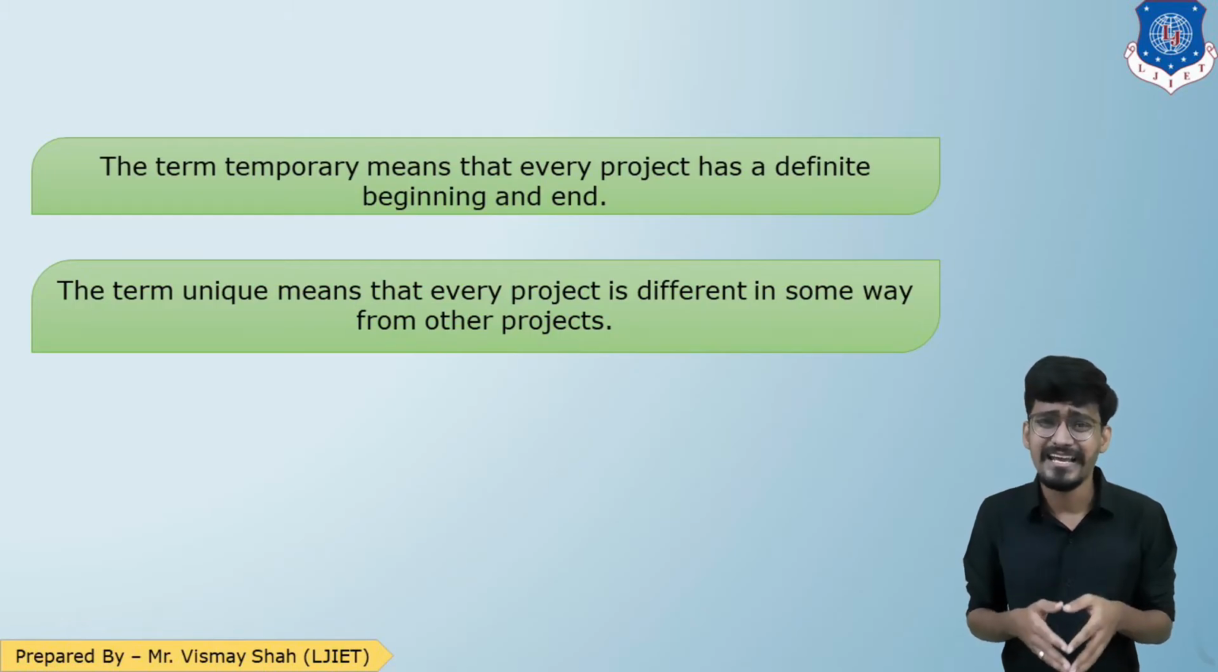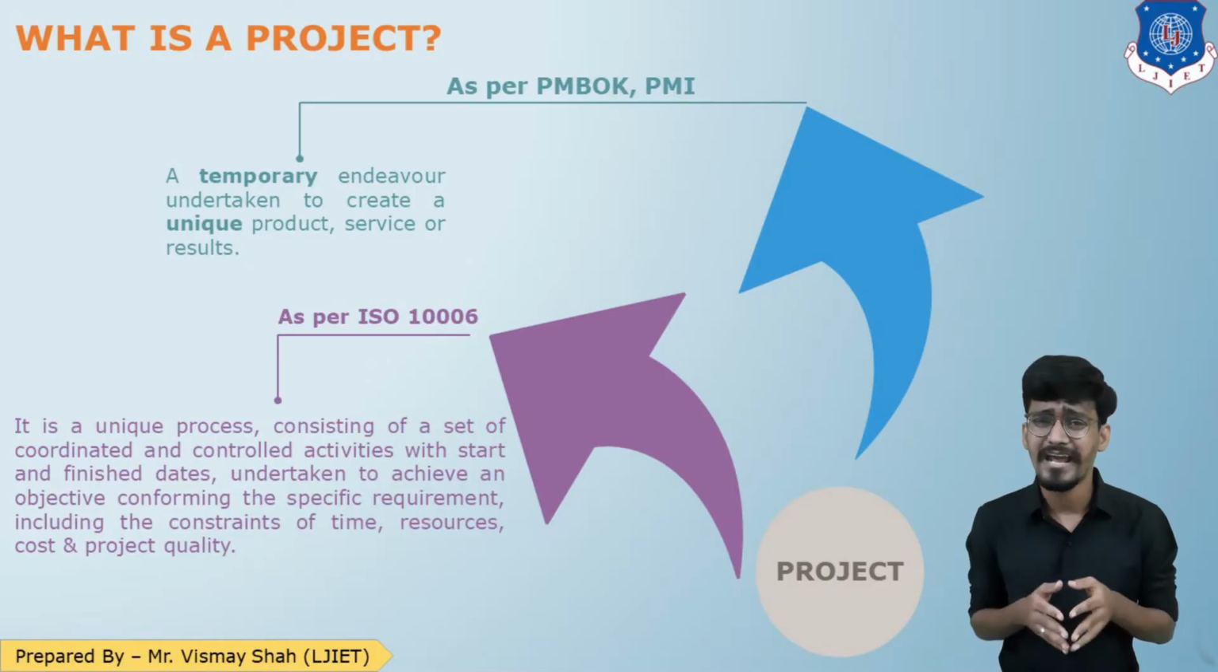Now let us see the definition according to ISO 10006. According to ISO 10006, a project is a unique process consisting of a coordinated and controlled set of activities having start and finish dates, to achieve an objective conforming to specific requirements under certain constraints such as time, cost, and project quality.